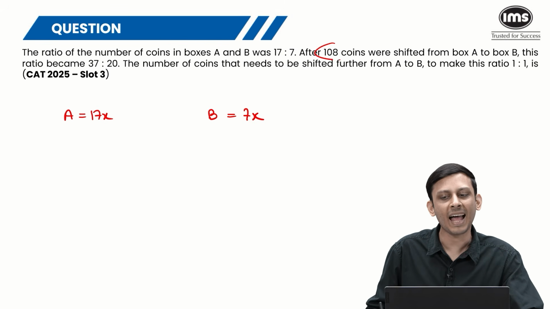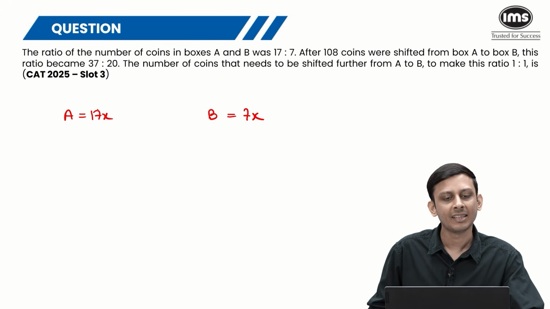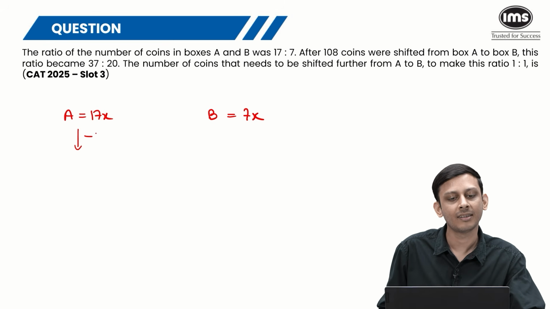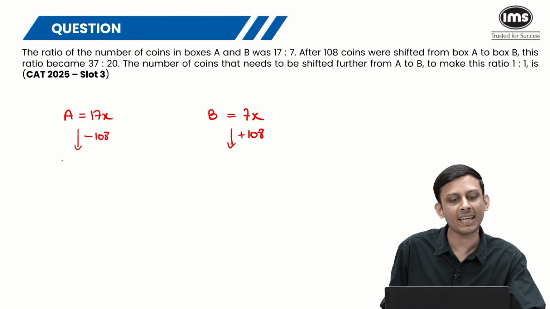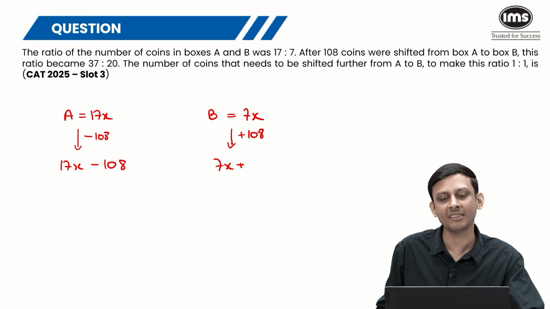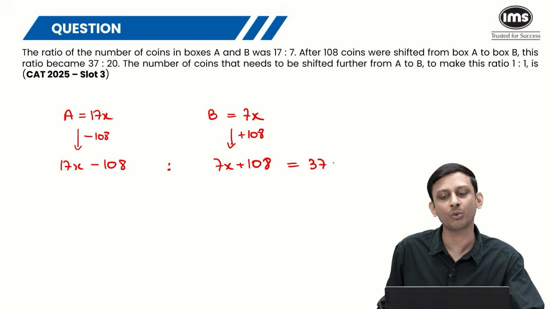Variable, of course, because since we have actual number of coins, we have to find actual number of coins. We have to deal with actual values. So we'll take a variable. Now, once we've taken total for A and B, now we have 108 coins shifted from A to B. So A's will reduce by 108 and B's will increase by 108 after the shift. So A will become 17x minus 108. B will become 7x plus 108. And now the ratio is becoming 37:20. So this ratio is equal to 37:20.